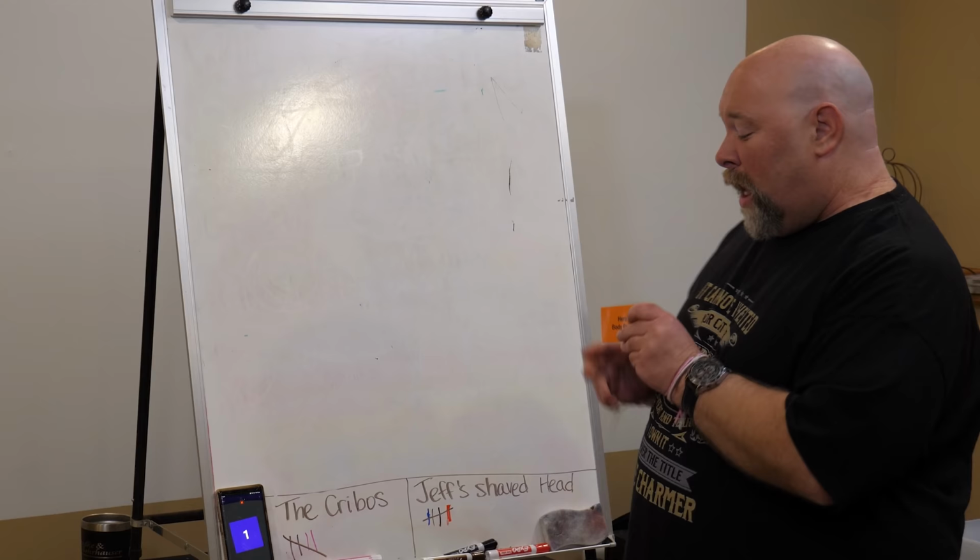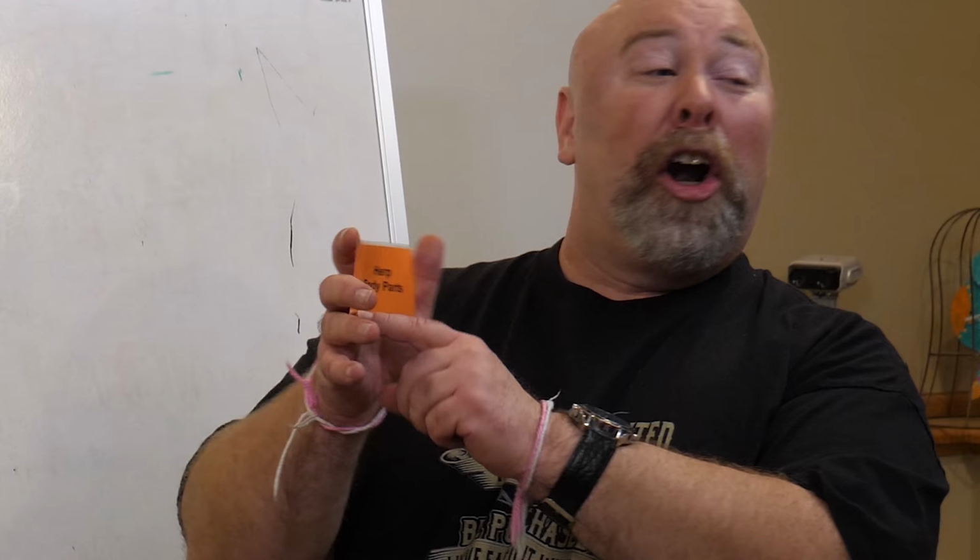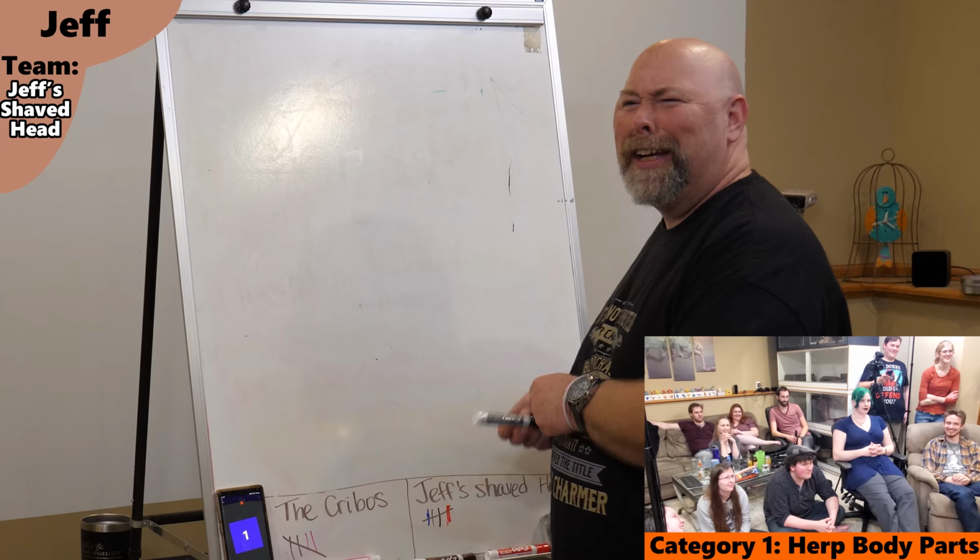The category is herp body parts. Ooh, is a good one for Jeff. Get this one right away. All right. Gosh. It's going to be like this. Three, two, wait, one, yeah, go. Three. Oh, sorry. Go for it. Okay.